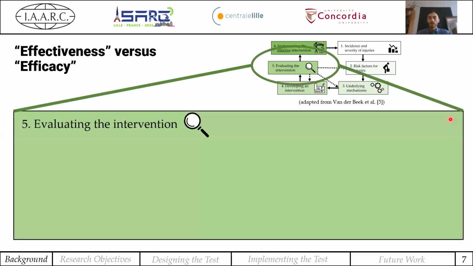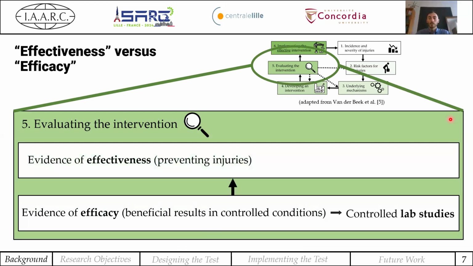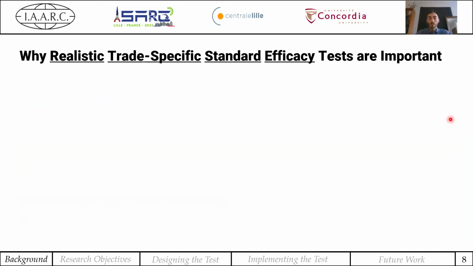Within the evaluation stage, there exist two kinds of evidence. Efficacy, which is beneficial results in laboratory conditions, and effectiveness, which means the OE actually prevents injuries in real working environments. So to summarize the most important points of our literature review, here's why realistic, trade-specific, standard efficacy tests are important.